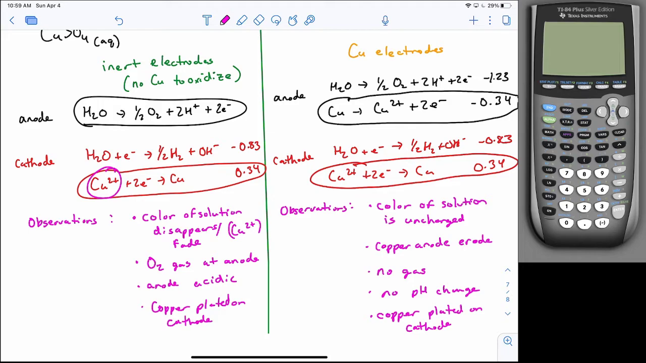And I feel like I wouldn't memorize the observations too much. I would focus on the anode and cathode reactions, and I feel like you could figure out the observations based on that, seeing as there's no net reaction in the copper electrodes versus an actual reaction in the inert electrodes. So I wouldn't spend too much time memorizing all the observations. I would focus on, okay, how did I choose what is my cathode and what's my anode? And then looking at those reactions, I can deduce what I would see different.